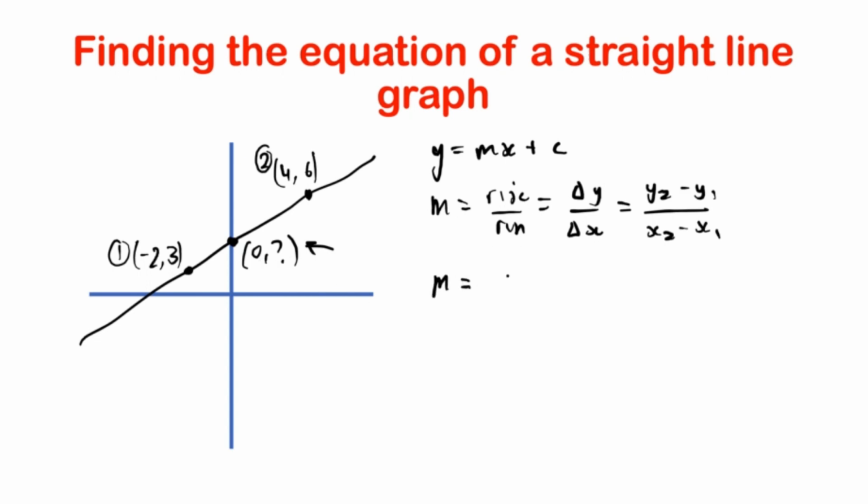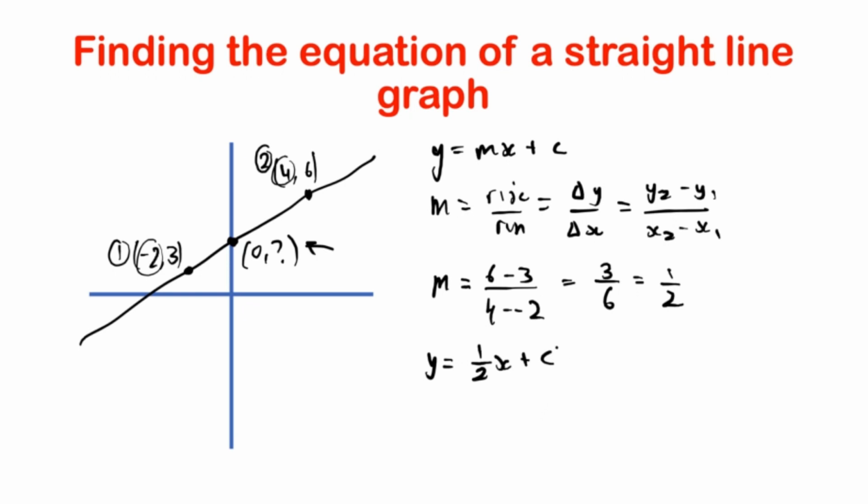To find the gradient, y2 minus y1 is 6 minus 3, over 4 minus minus 2. Remember, 2 minuses in this case, because x1 is negative, so you have to add the second minus. So this will become 3 over 6, since minus minus 2 is plus 2, and this is a half. So your equation would be y equals half x plus c.